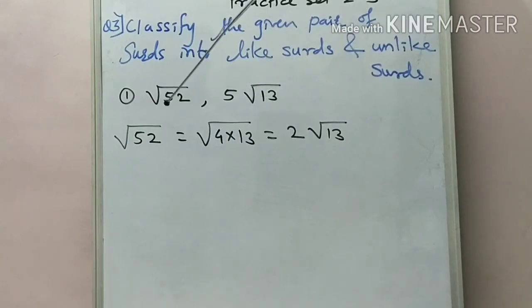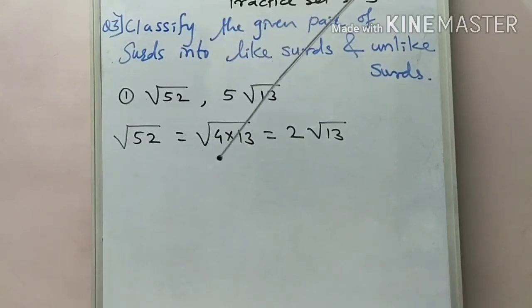And now as we observe here, the value of root 52 is now 2 root 13, and the second one is what? 5 root 13, and hence we can say these two are what now? Like surds. As you observe that the radicands are not the same, you cannot directly say that these are unlike surds. First you have to factorize the number and then compare these two surds. If the order and radicand are the same, we can say these are like surds.